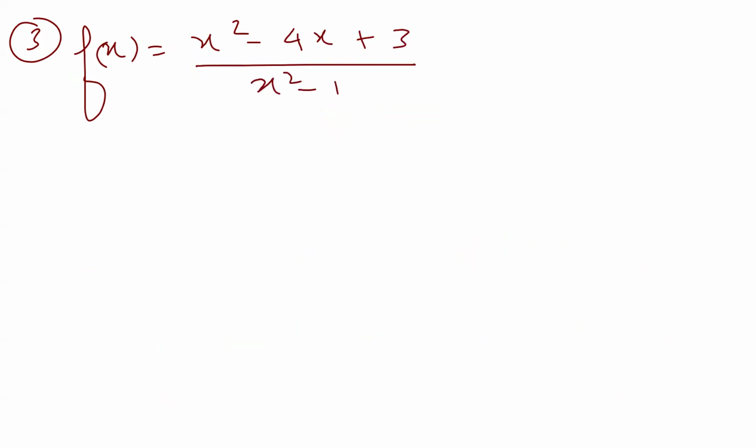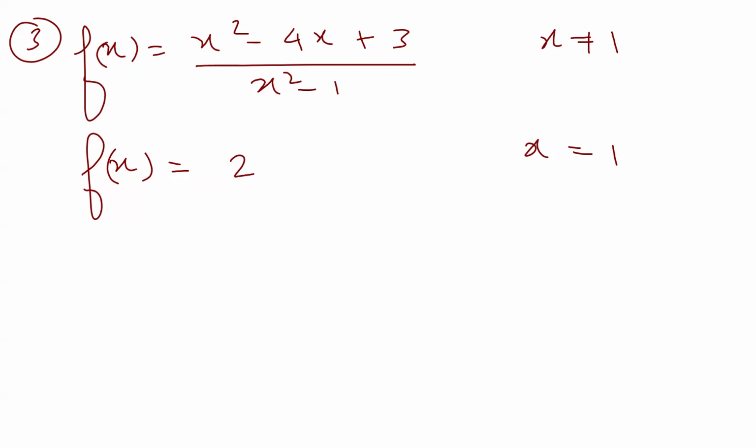So f of x, this is question number 3, exercise 7a. f of x is equal to (x square minus 4x plus 3) upon (x square minus 1) when x is not equal to 1, and the value of f of x is equal to 2 when x is equal to 1, right? So now see guys, we have to discuss the continuity at x is equal to 1. It's given in the problem.